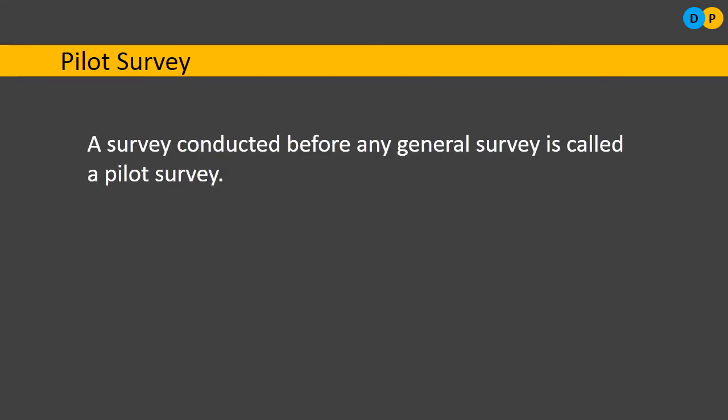And the very important one is a pilot survey. So what is meant by a pilot survey? Pilot survey is nothing but a survey before going for a full-fledged survey. We will be conducting the same survey, the same technique will be used, but on a smaller population. So that is referred to as pilot survey. A survey conducted before any general survey is called a pilot survey. For a pilot survey, we will be working on a very small number of individuals.